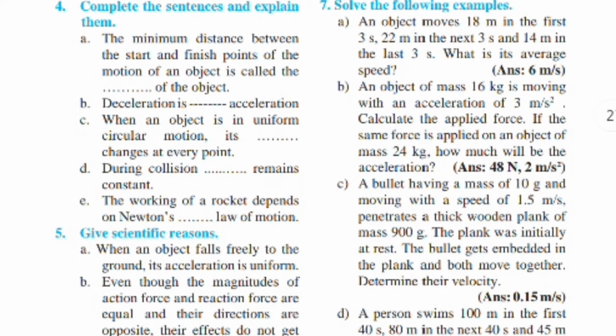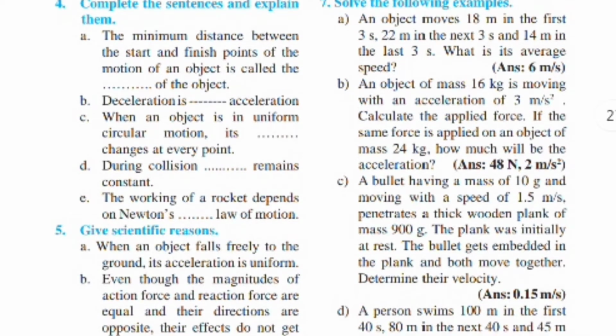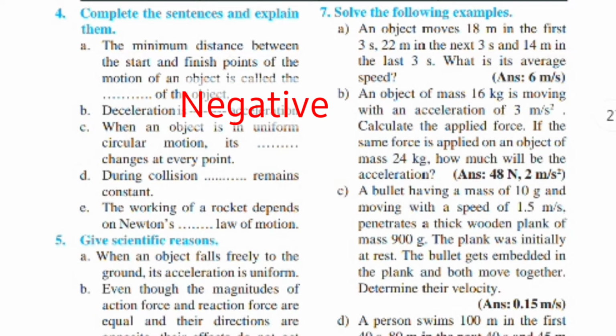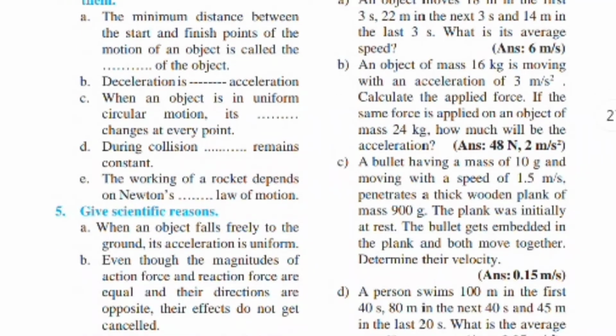Now the second question: deceleration is negative acceleration. The second answer is what? Deceleration is negative acceleration. Okay, negative is your second answer. Third: when an object is in uniform circular motion, its velocity changes at every time. Here the third answer is velocity.